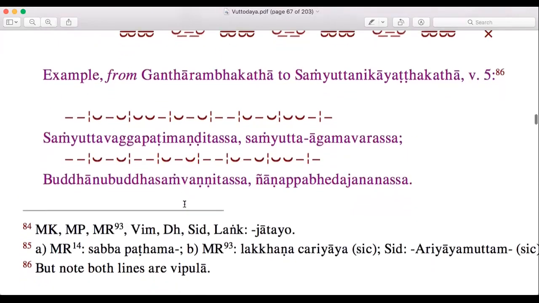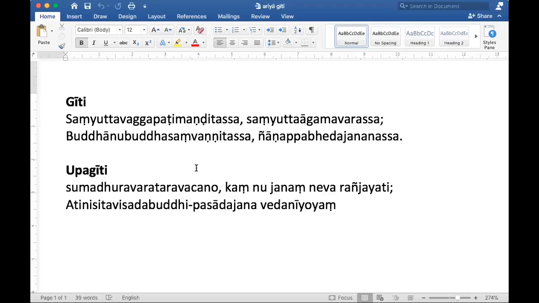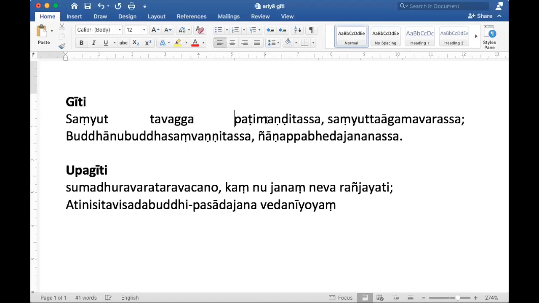Actually, it is considered as an Arya Vipula verse here. I have typed it, I will go there and show you. So here, it's considered as an Arya Vipula verse. That's why the comma is there after many measures. You see here, Sang Yut is the first group, Vagga is the second group, Patiman is the third group.